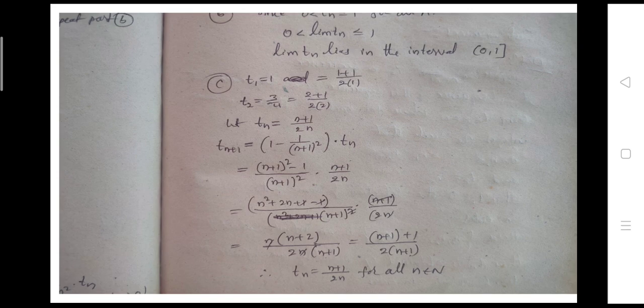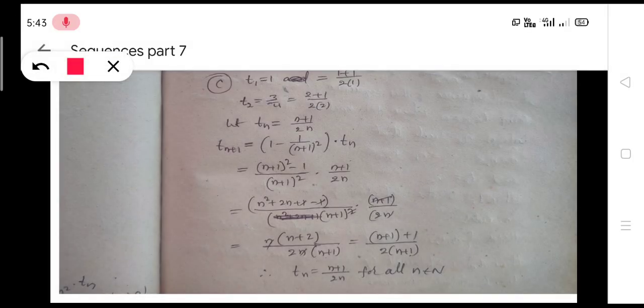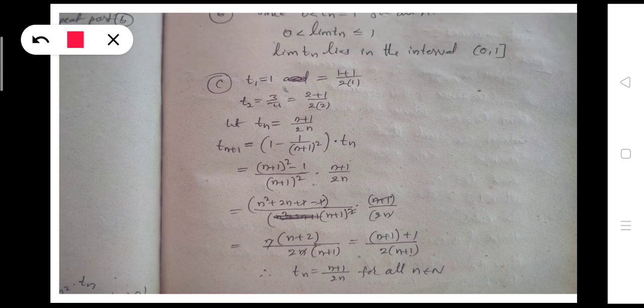T2 is already given as 3 by 4. 3 by 4 can be written as 2 plus 1 by 2 into 2. So 2 plus 1 is 3. T1 is equal to 1 means 1 plus 1 by 2 into 1, 2 by 2 is equal to 1. And T2 is equal to 3 by 4, which can be written as 2 plus 1 by 2 into 2. In a similar way, T1 is equal to 1 and T2 is equal to 3 by 4, so in general we can write Tn is equal to n plus 1 by 2n.